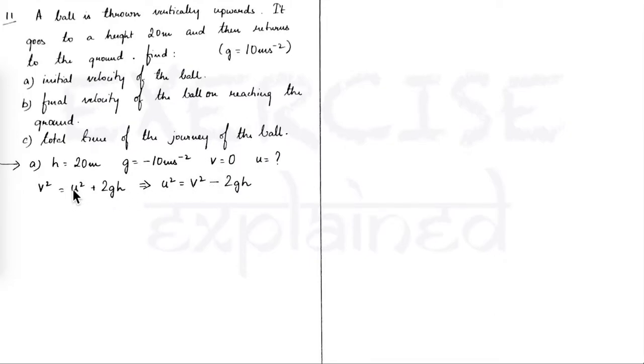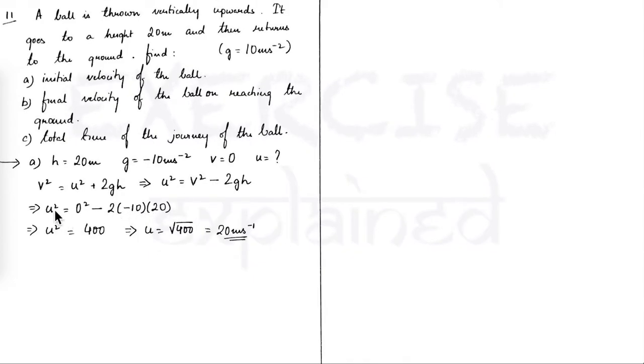Now I would be using v square is equal to u square plus 2gh. So we need to find u square. So 2gh goes to the other side and we get v square minus 2gh is equal to u square. I have written left hand side as right hand side. So u square happens to be v square minus 2gh. So u square will be 0 square minus 2 into g is minus 10 into h is 20. So 2 into minus 10 into 20. So here u square is equal to minus into minus is plus, 2 into 10 is 20, into 20 is 400. So we get u square as 400. u would be root of 400, that happens to be 20 meter per second.